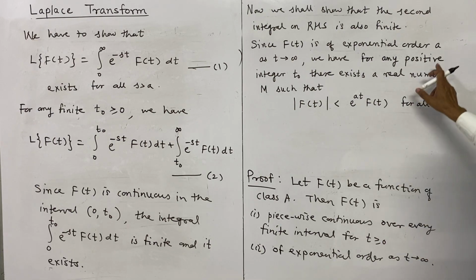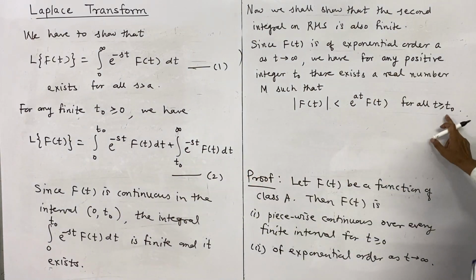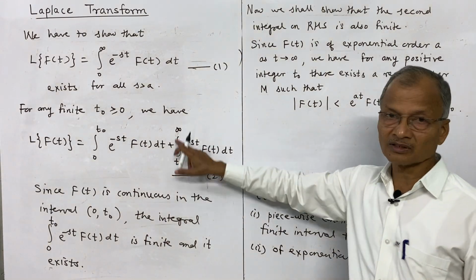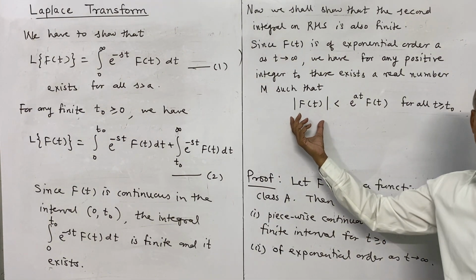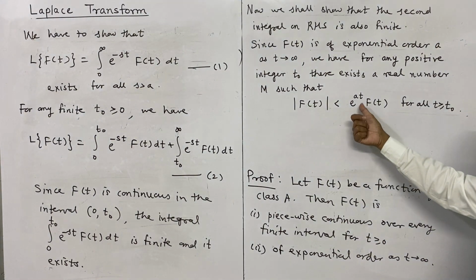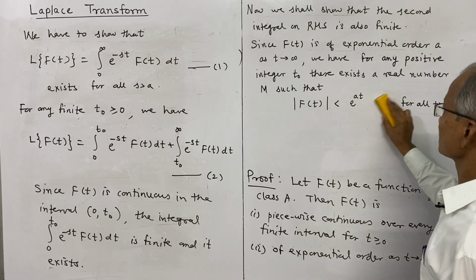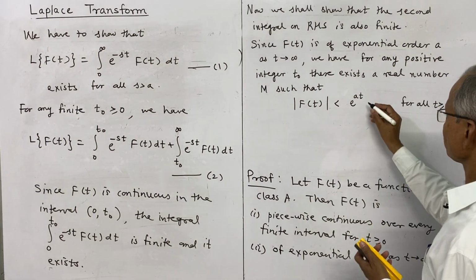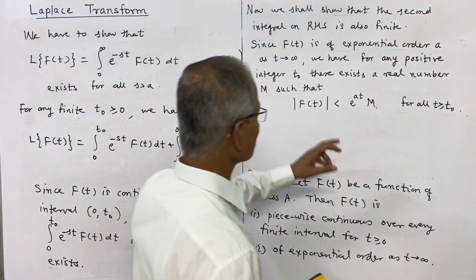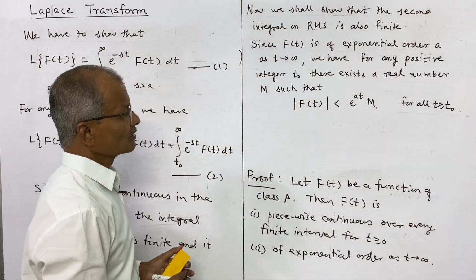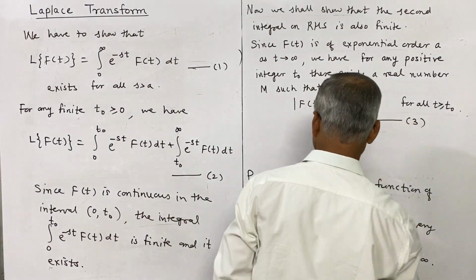That t naught we have considered. For any positive number t naught, t greater than or equal to t naught means it is in the interval t naught to infinity. In that interval the absolute value of the function f of t is less than e power at into M. So this is the definition of a function of exponential order that we have written earlier, and we will call this result 3.